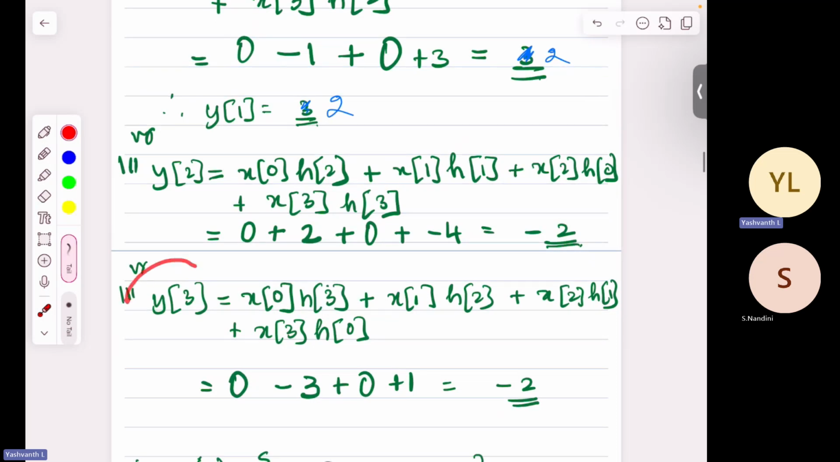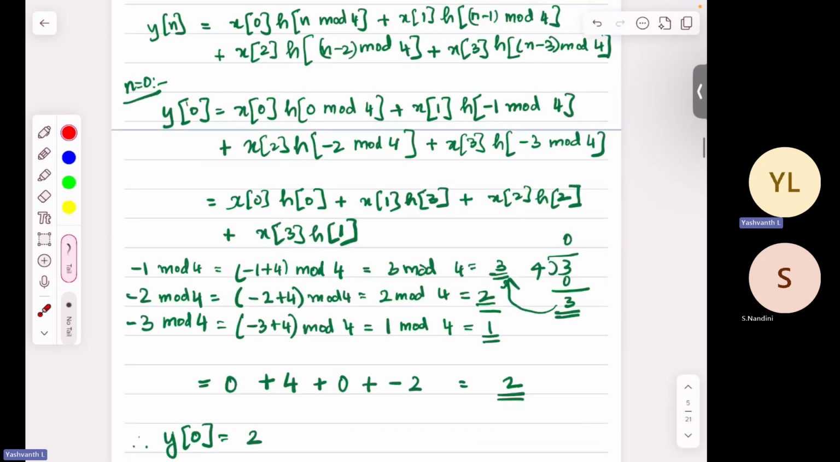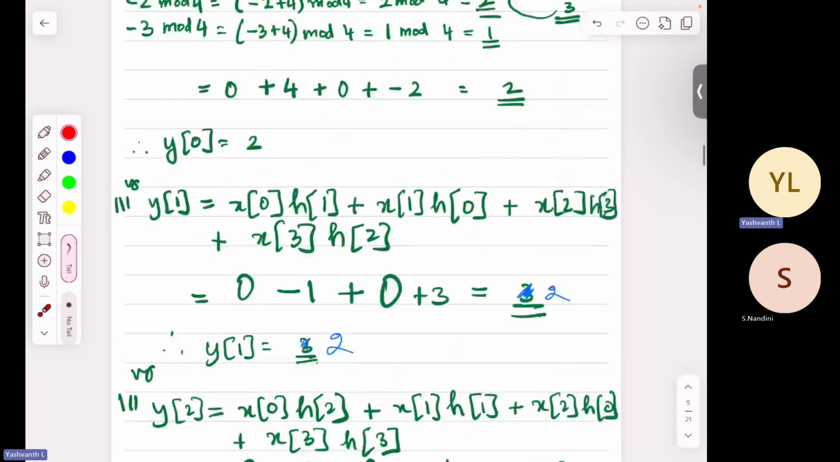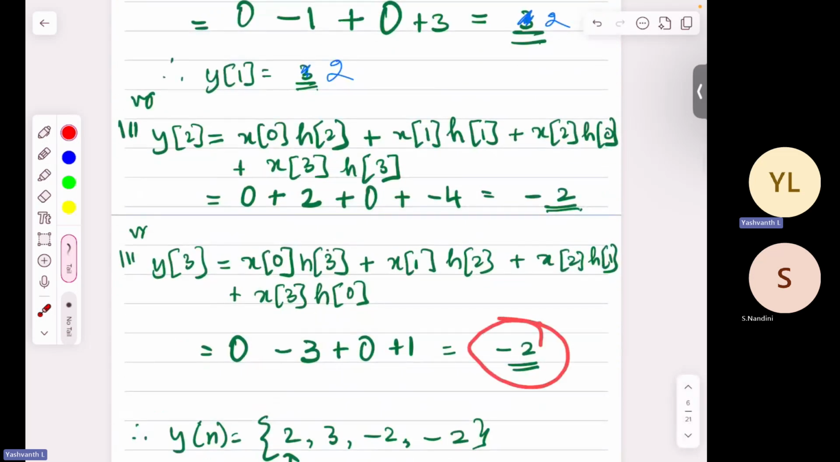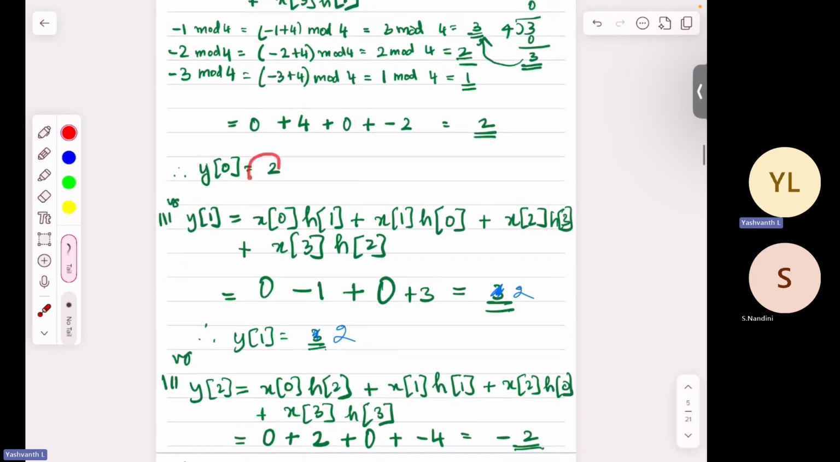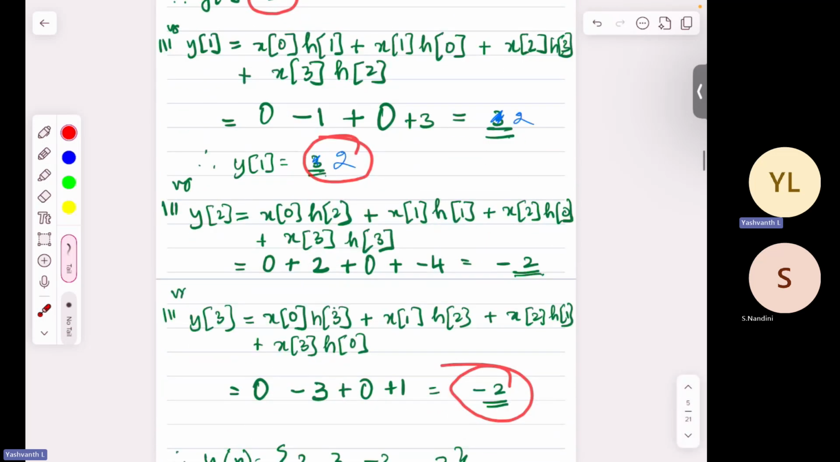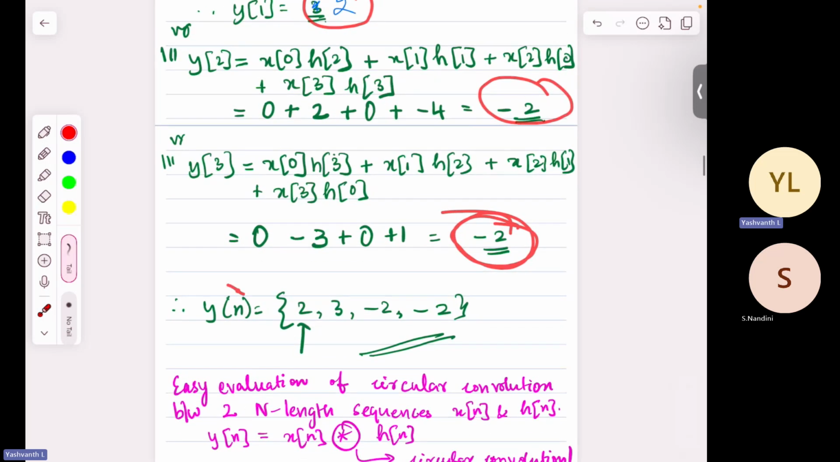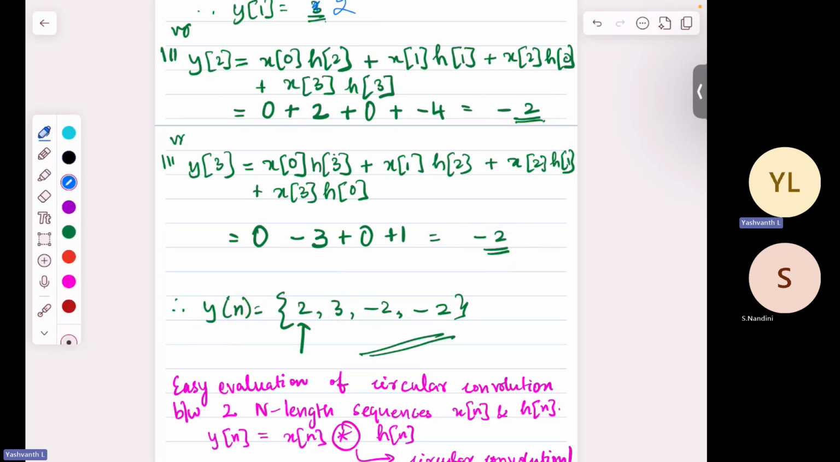Then y of 3, you can similarly show, put n equal to 3 here, and what you will get is y of 3 equal to minus 2. Therefore, you got y of 0 equal to 2, y of 1 equal to 2, y of 2 equal to minus 2, and y of 3 equal to minus 2. Therefore, your y of n is 2, 2, minus 2, minus 2. This may be 2 because we made the correction. Put an arrow mark to indicate that this 2 is nothing but y of 0. So this is the final answer. Is it clear?